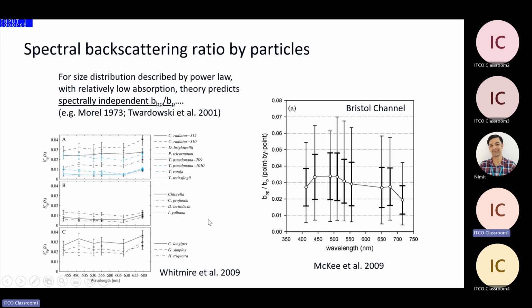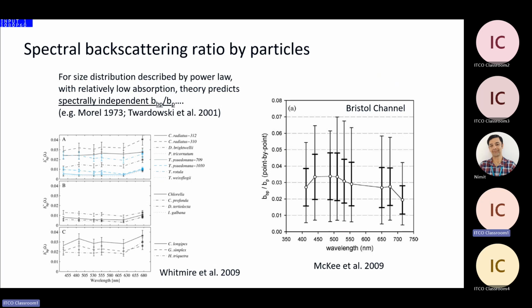So in these cases, the power law assumption probably is getting a little shaky. But even in these cases, backscattering ratio was relatively constant. There have been some measurements, like David McKee made measurements in the Bristol Channel and saw some shape, but there's also big error bars here. So generally, it's a pretty good assumption. When we go out and collect data sets, this is one of the first things I like to look at to judge the quality of a data set.